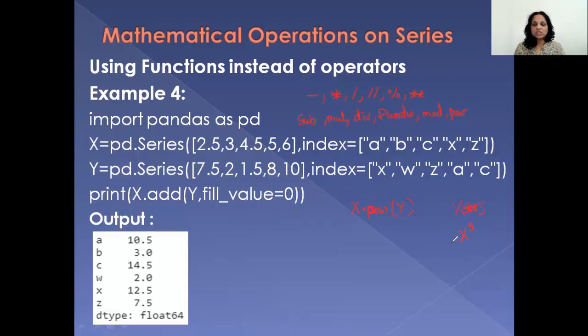Is that clear? So I hope you have understood all the mathematical operations that you can perform on a data series. You could be performing these operations either by using mathematical operators, those symbols, or by using these functions named sub, mul, div, floordiv, mod, pow, and add like we see in this example. Okay, so I hope things are clear. And I hope you've understood everything.